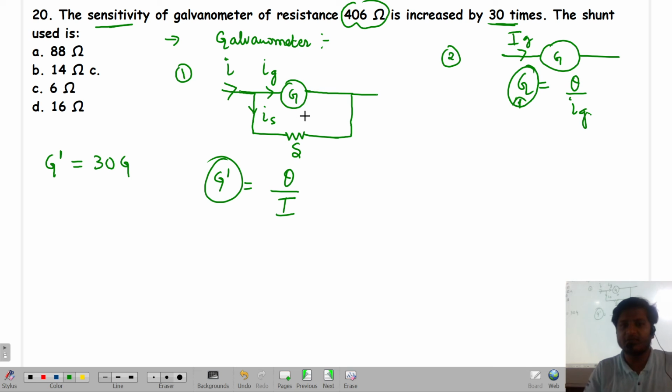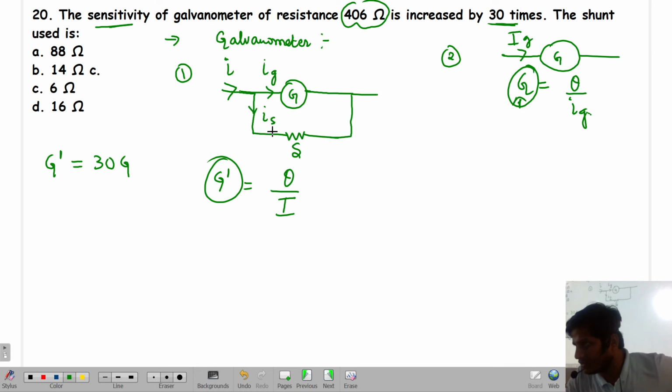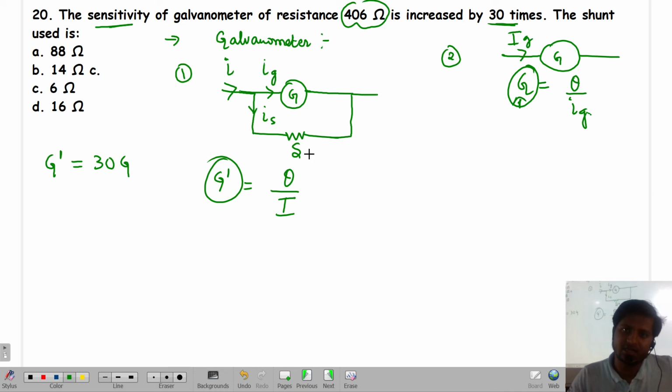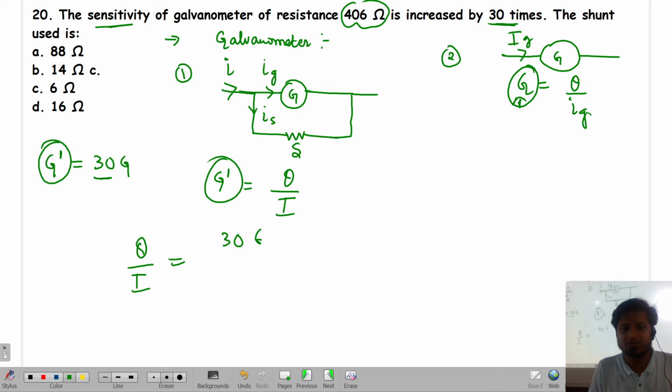So this is the galvanometer. If I add the resistance, what is going to happen? Some current is going to reduce and the theta value will decrease. Understood or not? So G prime, this sensitivity of the galvanometer, we are saying is increasing by 30 times. That means the new sensitivity is 30 times the initial sensitivity. Yes or no? So G prime is theta by I, and G is 30 into theta by Ig. Got it or not?